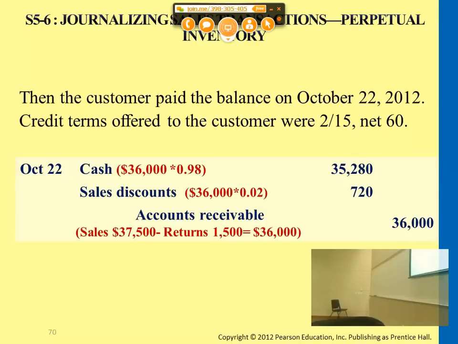And so another case, the opposite case, would be if they pay after 15 days, then it will just fully be $36,000. Okay, but with the discount, you will have sales discount in the middle, capturing the amount of sales revenue that you're not getting. You have 720 here.